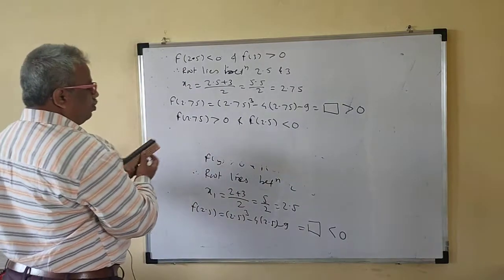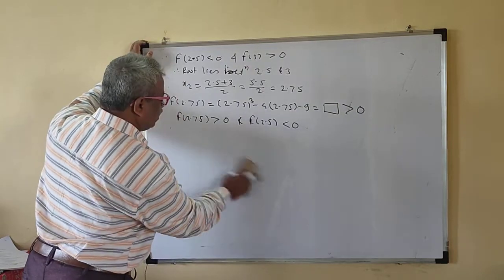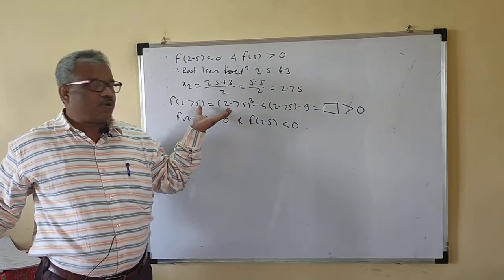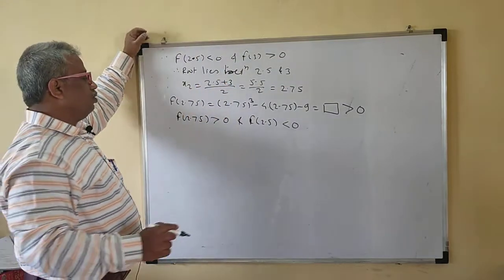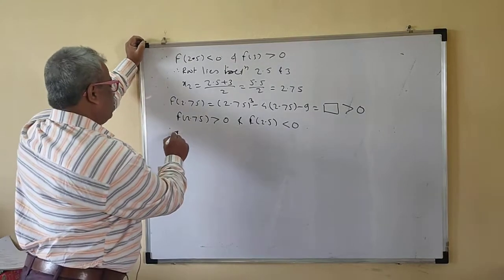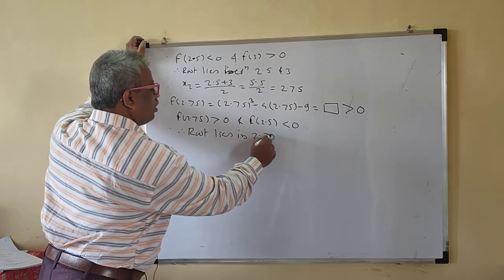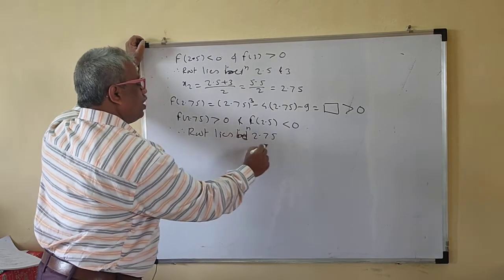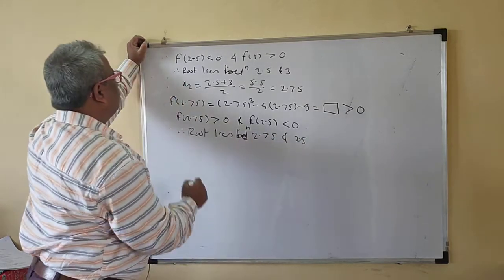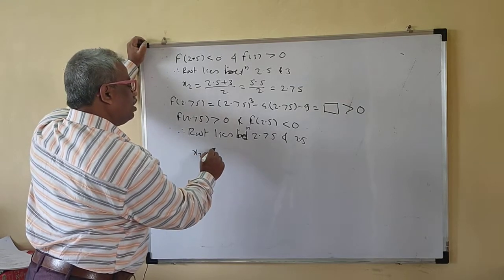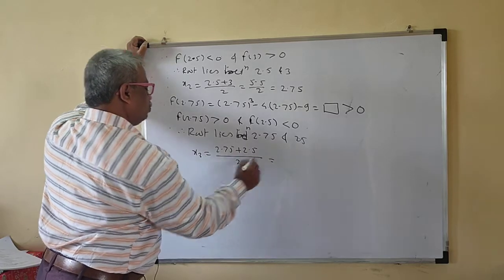Right? So therefore, the very simple method is that you only have to take care of the positive and negative signs. If you get a positive, just take the previous negative. If you get a negative, take the previous one as positive now, because their product is negative. Okay? So therefore, root lies between 2.75 and 2.5. So this is x2, this is x3.